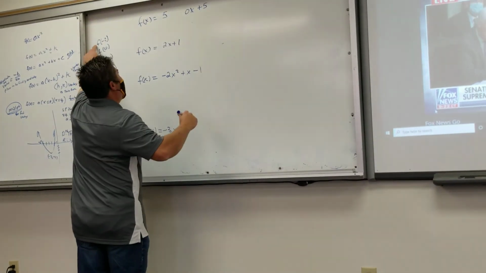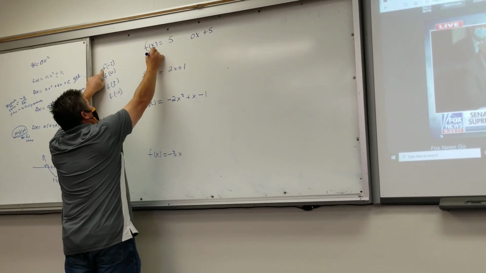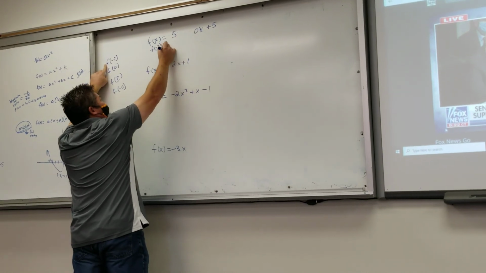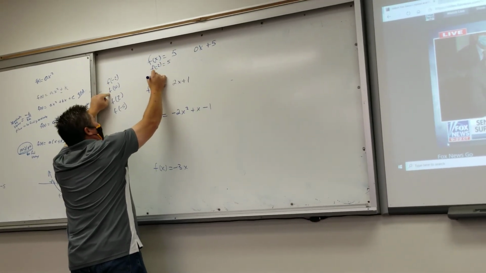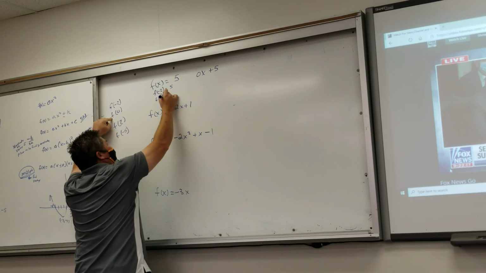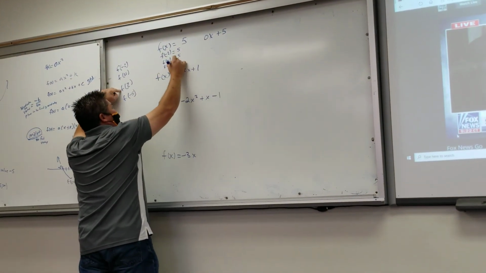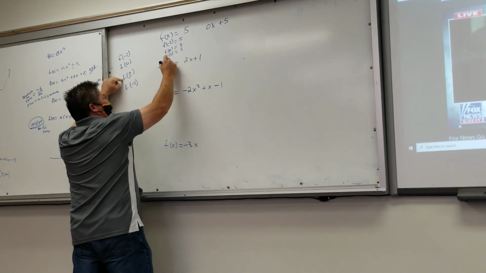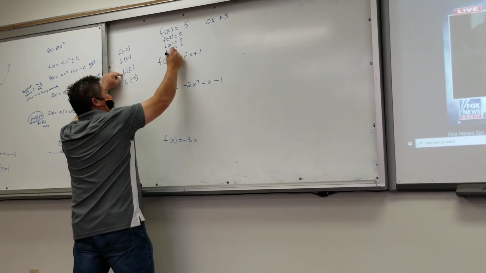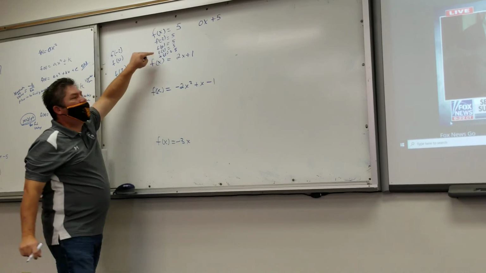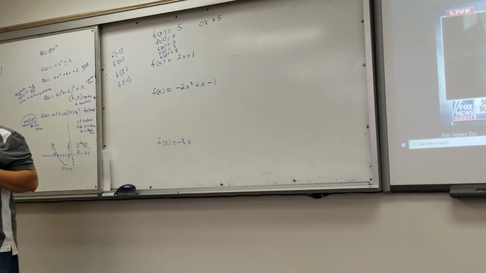So let's plug all these in. F of negative 2, think about putting it in there, what would it be? 5. F of 0, plug it in there, what will it be? 5. F of 2, plug it in there, what will it be? And f of negative 5, what will it be? 5. Okay, now, this is what I want you to think about. How would that look on a graph?